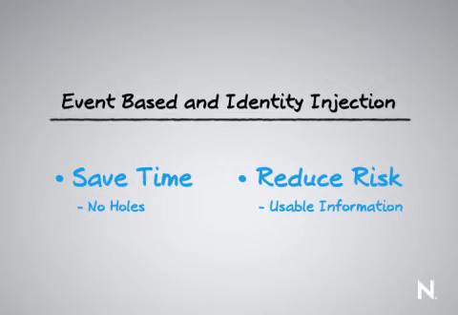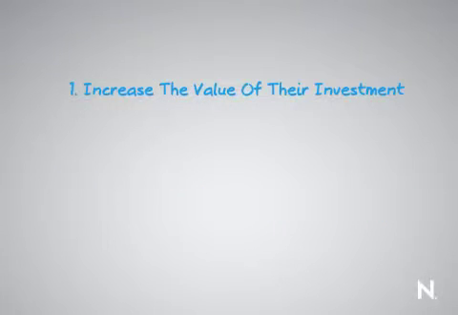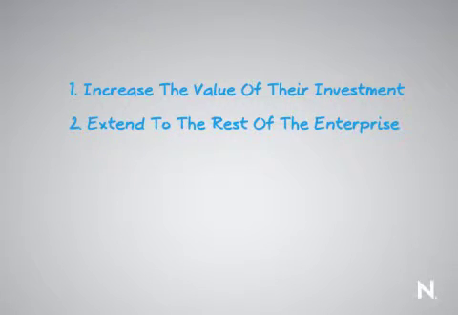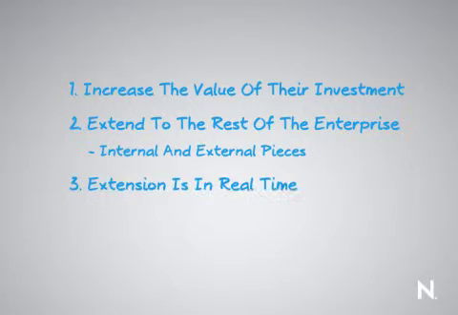Let's review those points. So point number one, we increase the value of their investment, so we're giving them greater return on their investment. Second, we extend it to the rest of the enterprise. And remember that that could mean both internal and external pieces of their enterprise. And the third aspect is that extension is now in real time. So we're going to do this in a way that is unlike any of our competitors can possibly do in that real-time event-based system. And number four, we can now do the identity injection capabilities. So now they actually know who it is that performed a particular task within the system.